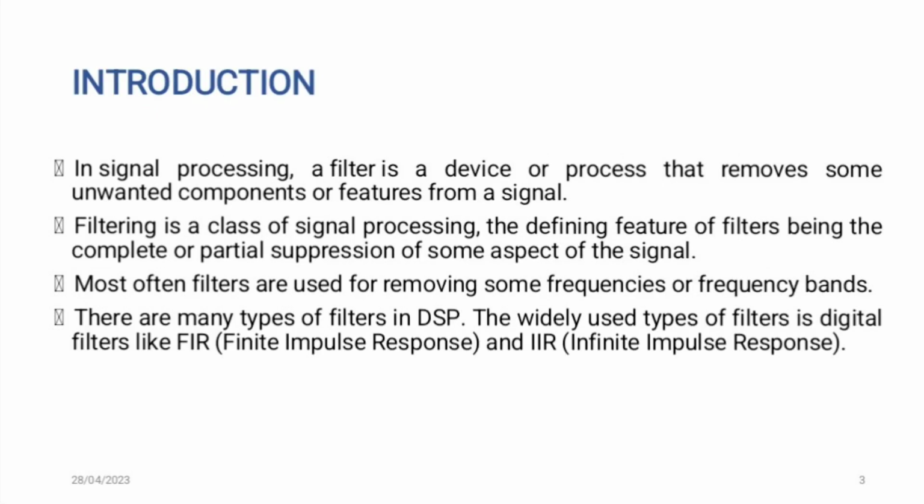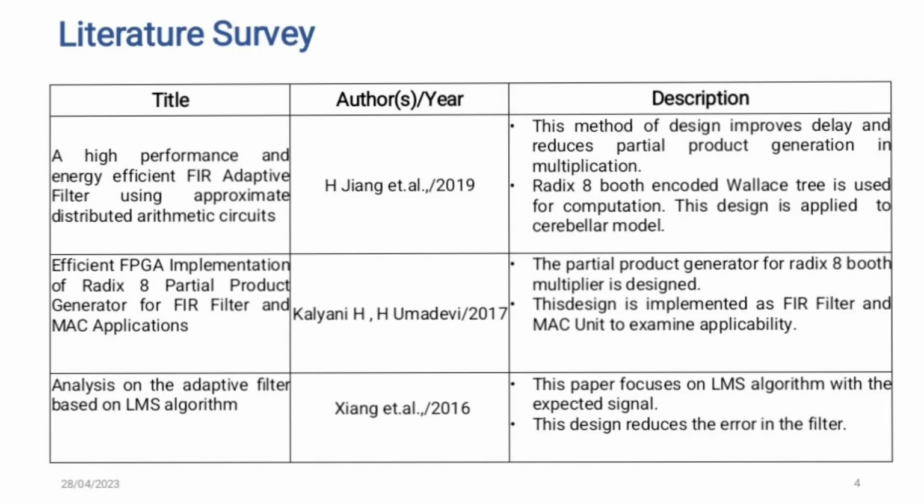In signal processing, a filter is a device or process that removes some unwanted components or artifacts. Commonly, filters are used to remove some frequencies or frequency bands in a signal. There are different types of filters in digital signal processing, the widely used ones being the finite impulse response and infinite impulse response filters, which are FIR and IIR. In this project, we use the FIR filter because it is stable and there is no limit cycle and analog history. Literature survey.